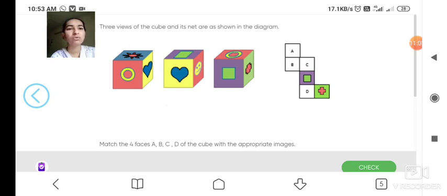With the help of that net, we can find the 3D object of any figure. Now, three views of the cube and its net are shown in the diagram. This is the cube. Only one cube is there, but there are three views. That means if you see from the front, you can see this circle. Then on the right side of the circle, you can see a heart shape, and on the heart, a smiley face is there. Okay, these are the views of only one cube.